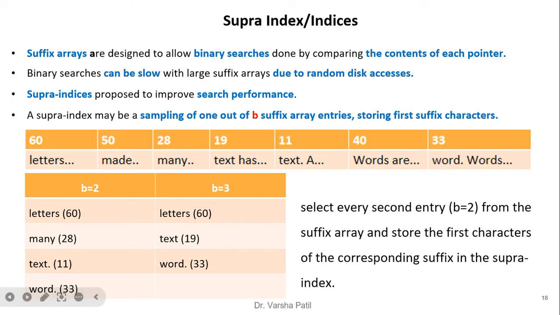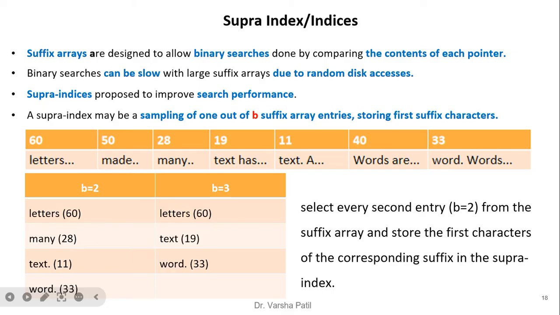Supra index or indices. Now in the suffix array we can make the supra index also. Suffix arrays are designed to allow binary searches done by comparing the content of each pointer. Binary searches can be slow with a large suffix array due to random disk access. Supra indices propose to improve the search performance. A supra index may be a sampling of 1 out of B suffix array entries storing the first suffix character.